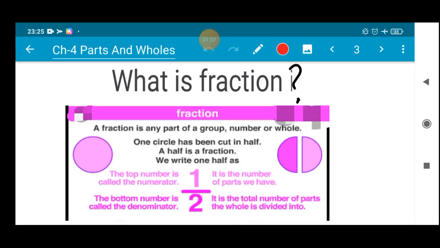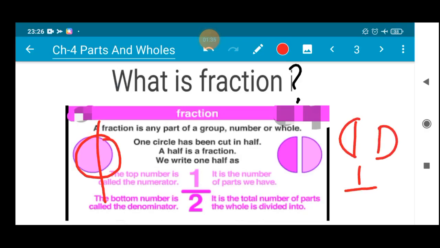A fraction is any part of a group, number or a whole. Simply we can say that fractions represent a numerical value which defines the part of a whole. Suppose this is a circle here, and if I slice it at the center like this and separate it, what will it become? It will be converted into half. So how are you going to write half? 1 by 2. First of all it was 1. Now I have cut this 1, divided into equal parts, and now I can write this as 1 by 2.